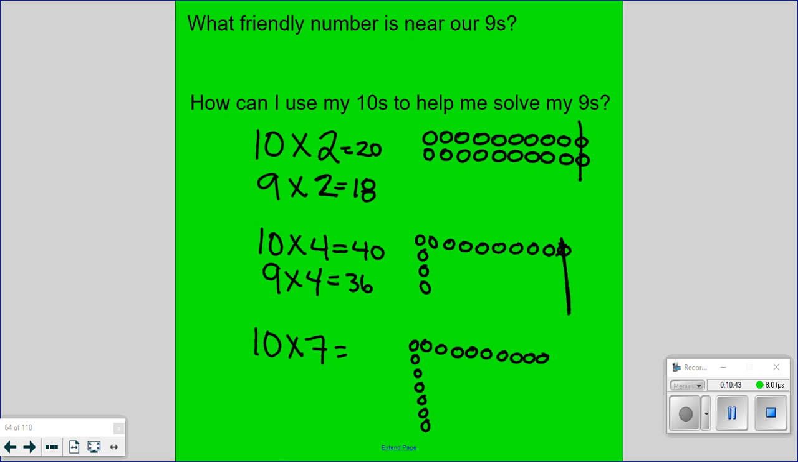Well, what's 10 times 7? 70. But I don't actually want 10 times 7. I actually want 9 times 7. How do I get from 10 groups of 7 to 9 groups of 7? How do I change that? Huxley? I take away one group of 7.